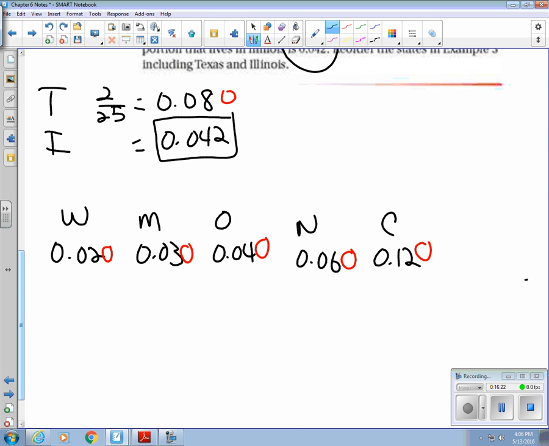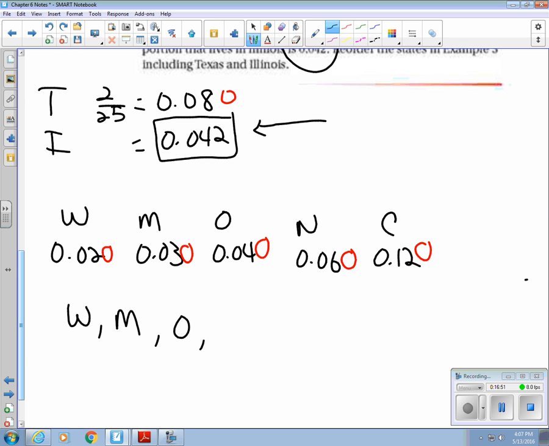So I'm looking for the smallest of these numbers. Well, that's still Washington with 21 thousandths. So Washington is the smallest population. Michigan still has 31 thousandths. That's smaller than anything else that I see. So Michigan would be next. Ohio has 41 thousandths. Illinois up here has 42 thousandths. So 41 thousandths is still smaller. So Ohio would be next.